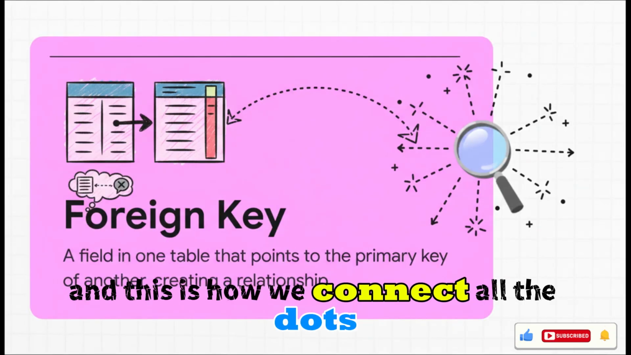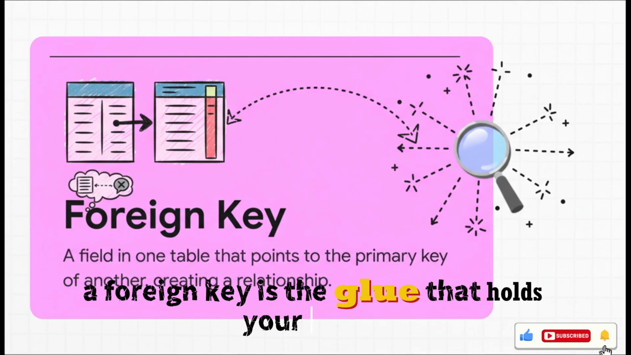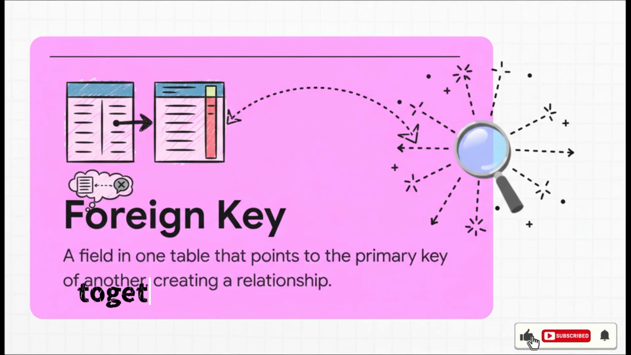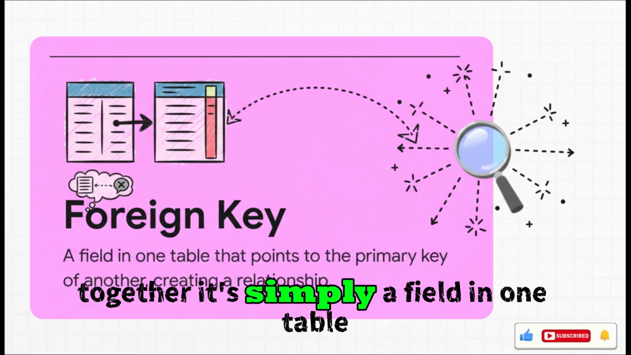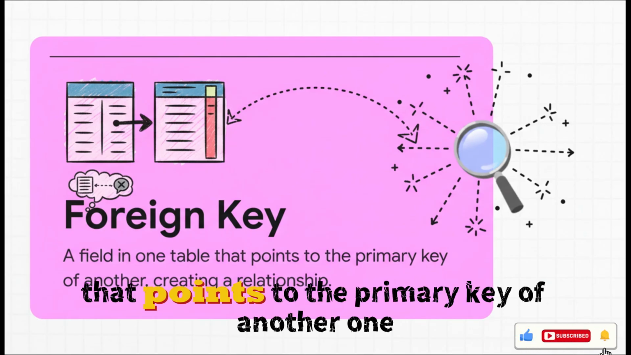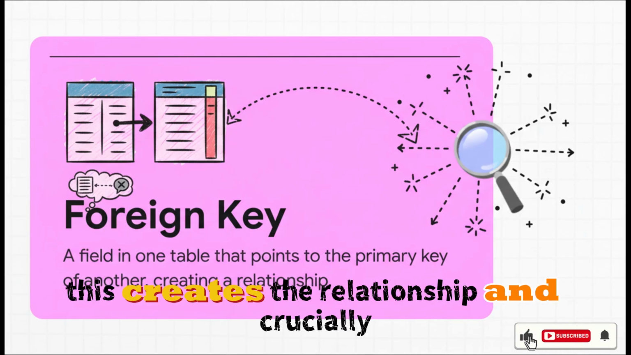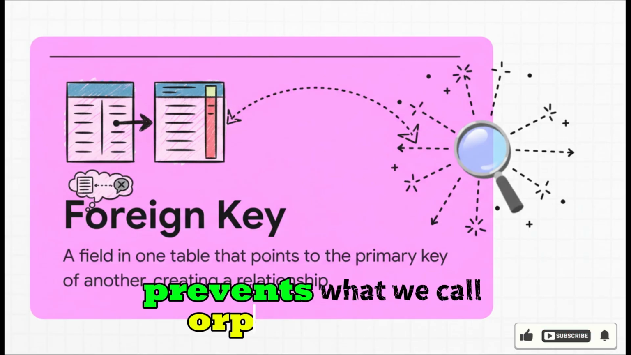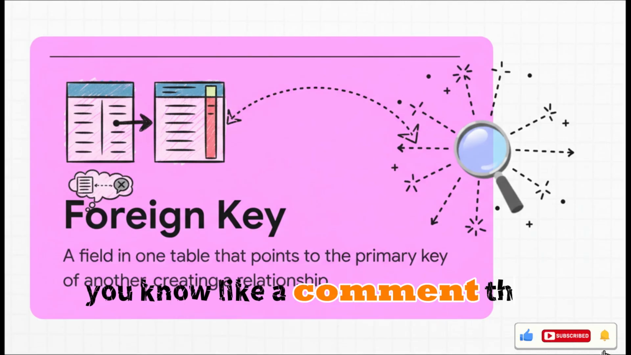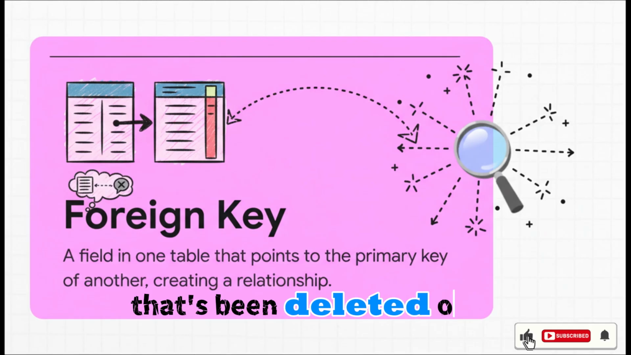And this is how we connect all the dots. A foreign key is the glue that holds your tables together. It's simply a field in one table that points to the primary key of another one. This creates the relationship and, crucially, prevents what we call orphaned data. Like a comment that belongs to a post that's been deleted.